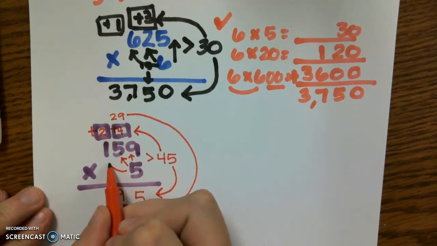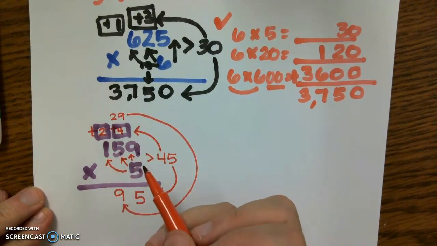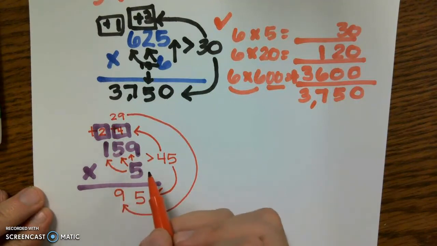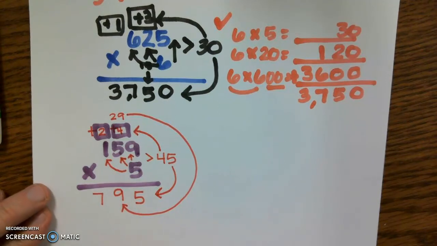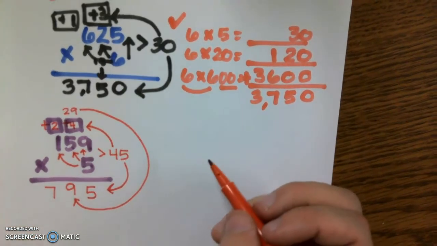So now when I do 5 times 1, that's easy. Anything times 1 is itself. So 5 plus 2 is what? 5 plus 2 is 7. So my product is 795. Okay? So that's with regrouping.